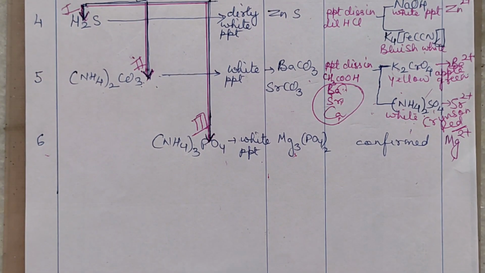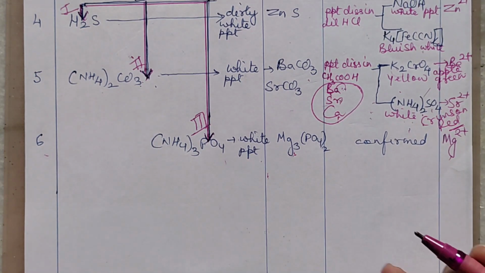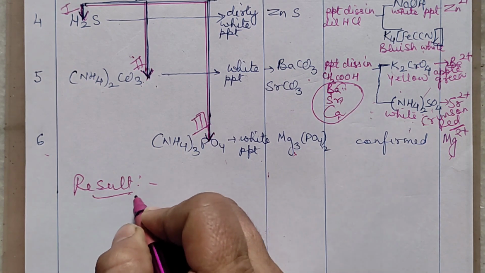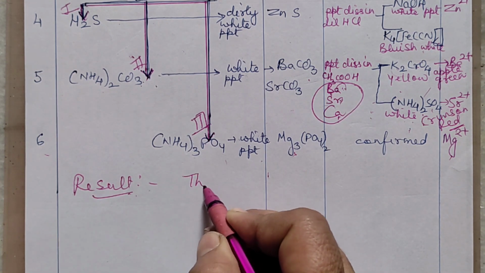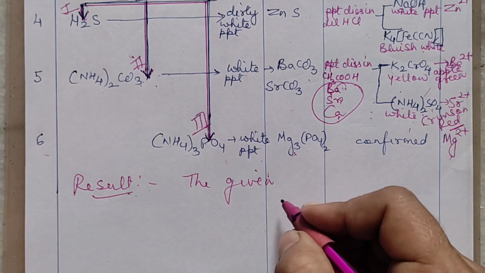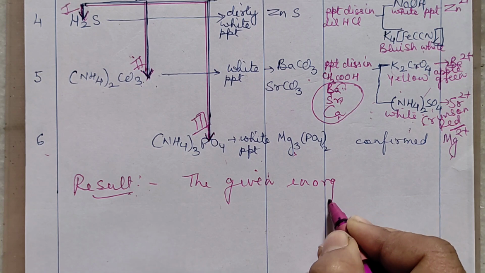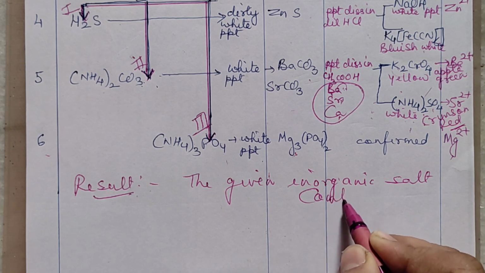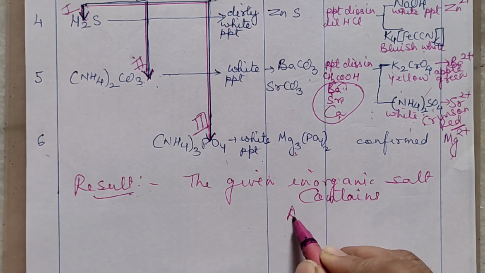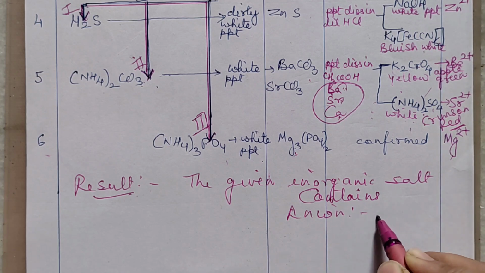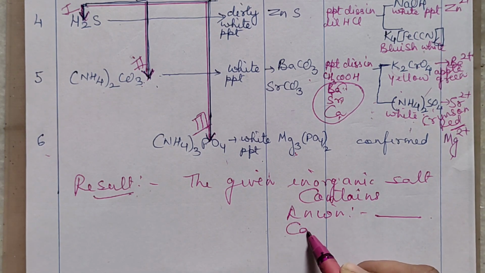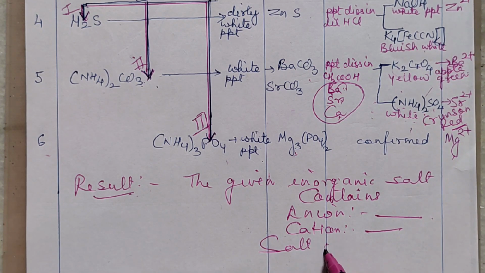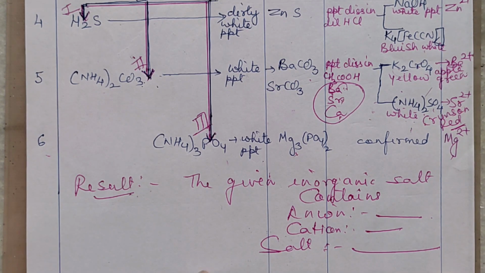So finally you will be writing at the end the report, or you can say the result. You will write down the result. This also carries marks. You will write down the given inorganic salt contains anion, so and so. You write down the formula. Cation, write down the formula, and therefore the salt is. Write the formula of the salt also.